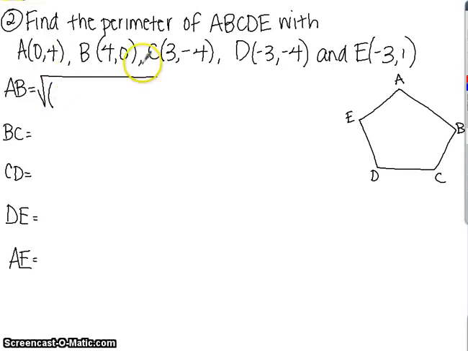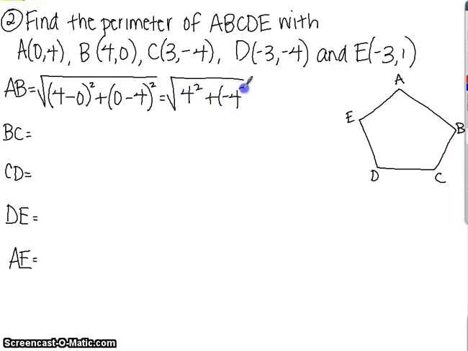So A and B. So 4 minus 0 squared plus 0 minus 4 squared. So I get 4 squared plus negative 4 squared. So that's 16 plus 16, which is the same thing as square root 32. If I put that in to get a rounded answer, it's about, I'm running out of room here, 5.7 rounded. Okay, so that's AB. So 5.7 is AB. And now we're going to do it again.